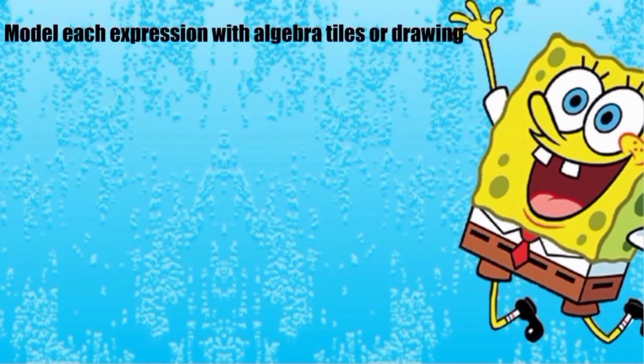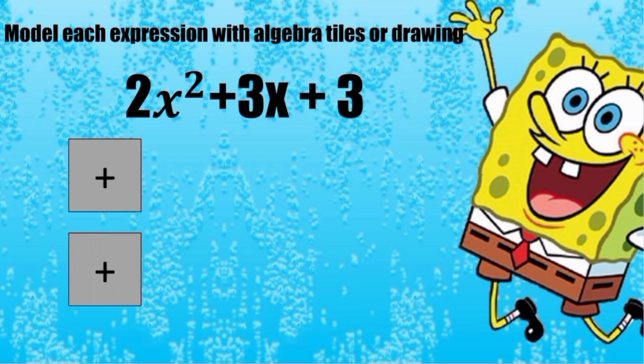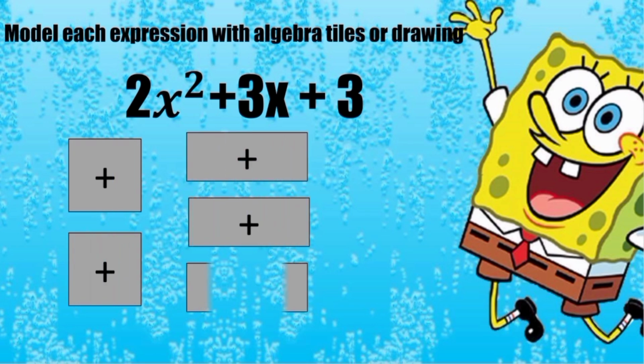Now let's try another one. 2x squared plus 3x plus 3. For our answer, we have 2 pieces of positive x squared, 3 pieces of positive x, and 3 pieces positive 1.